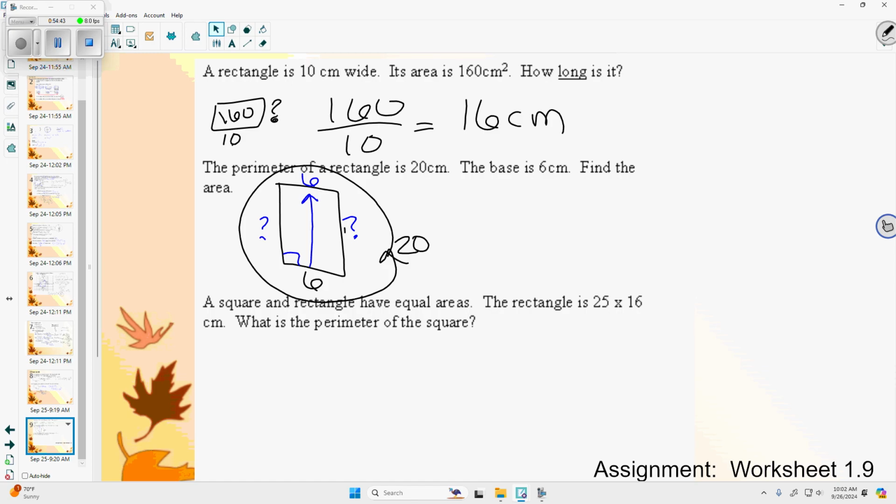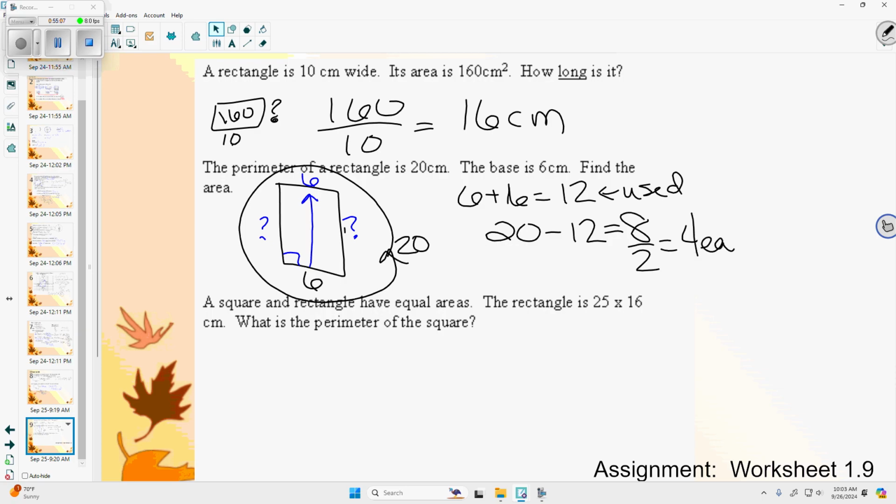Okay, 6 and 6 is 12. So that's used up, right? That's used up part of my perimeter. My total perimeter is 20. So if I subtract out that 12, that's where the 8 came from that they talked about. But now I got to split it equally. So we have 4 for each of those sides.